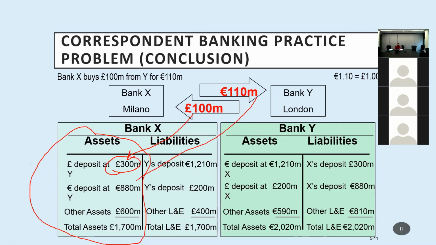Similarly, for the euro holdings, this should be a decrease, right? Because we're paying to Bank Y. So it's an increase here. Similarly, on the other side of the transaction, we have Bank Y, where Bank Y receives the euro from Bank X and they pay pounds, right? So because they are paying the pounds, we would expect to see an increase in the pounds for their liability.